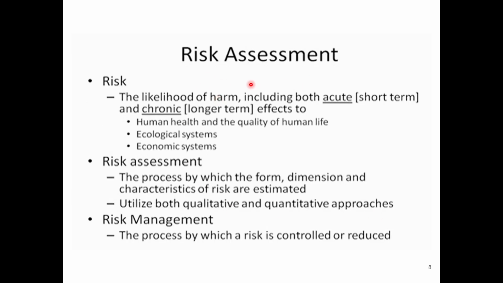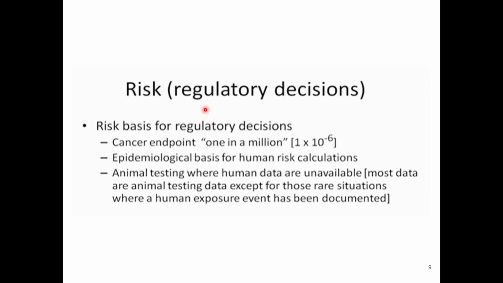So risk is basically the likelihood of harm, including both acute as well as chronic effects. Acute is basically short term and chronic is long term effects to human health and the quality of human life, ecological systems, economic systems, etc. The risk assessment is the process by which the form, dimension, and characteristics of risks are estimated. So this is basically assessing the risk, and it will utilize both qualitative as well as quantitative approaches. So we will find out later how it is calculated and assessed. And third is risk management, the process by which a risk is controlled or reduced. So first we will assess and then we will try to manage.